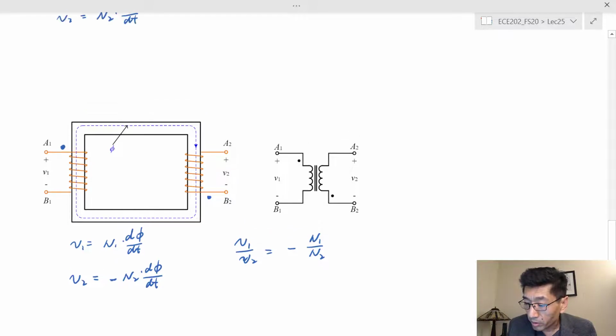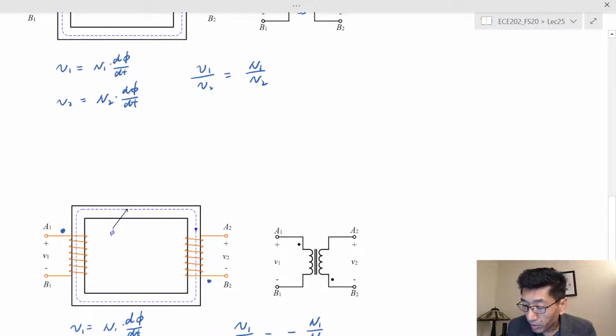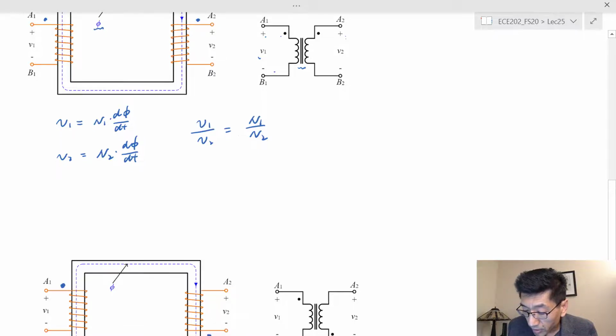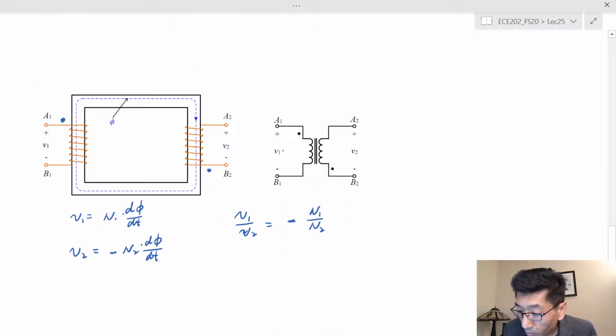But if you want a shortcut, compare these two cases. In the first, V1 is from dotted to undotted, and V2 is also labeled from dotted to undotted, so you don't have a negative sign. But in the second case, you need the negative sign because on one side the voltage is from dotted to undotted, and on the other side it is from undotted to dotted. So that's the difference.